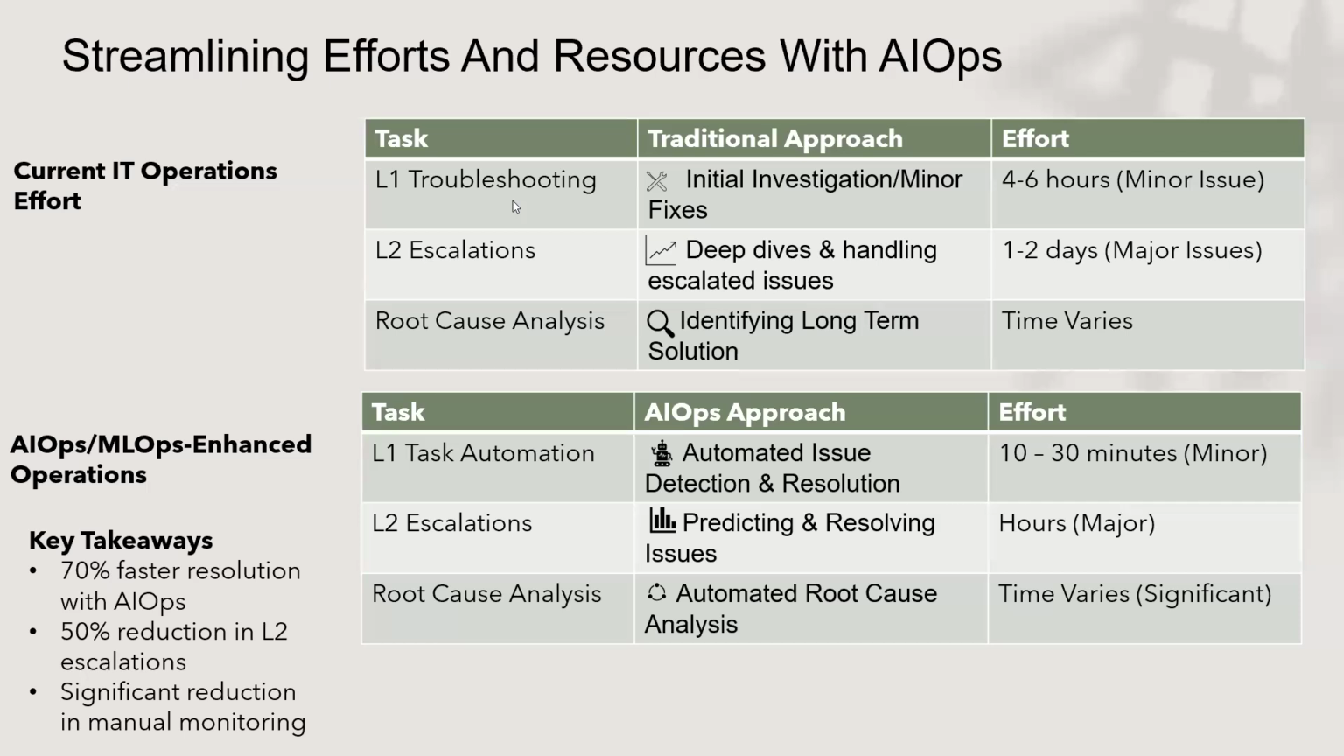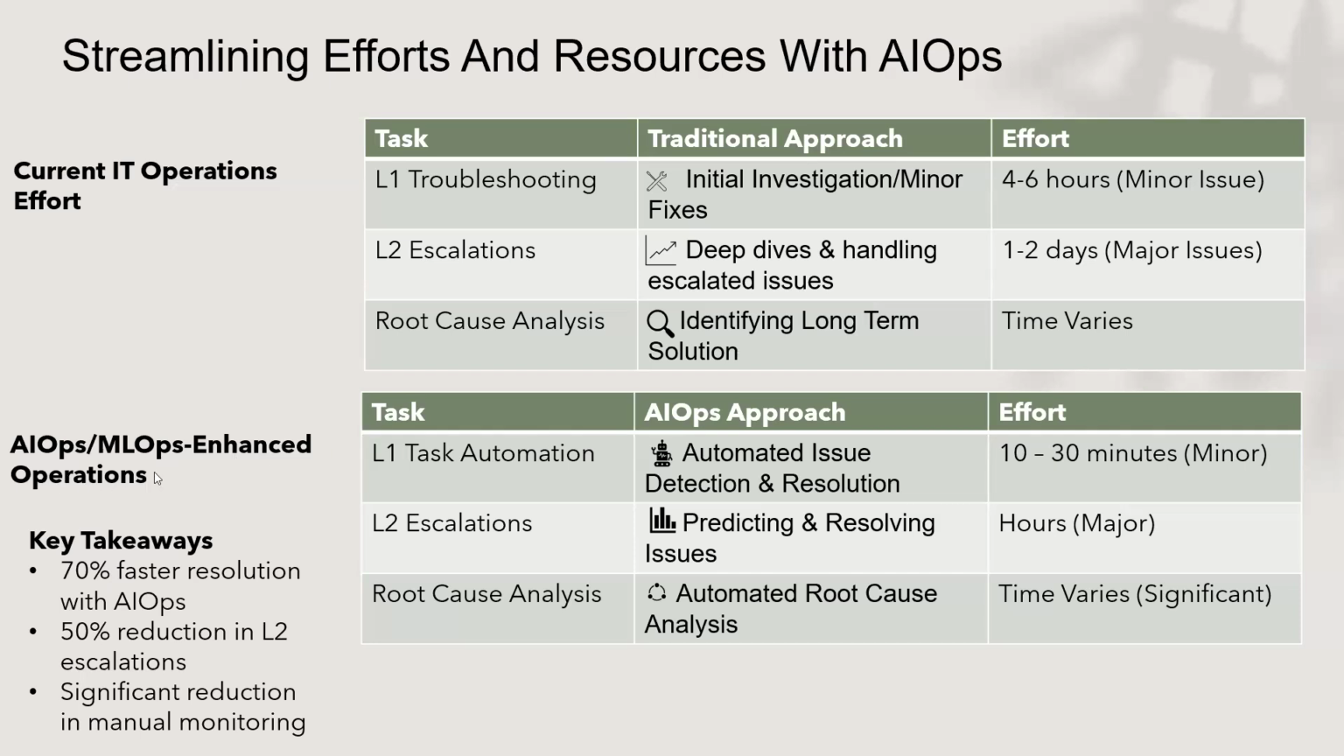L1 troubleshooting. The traditional approach is initial investigation or minor fixes, and the effort involved here is 4 to 6 hours. And for L2 escalations, which is a major issue, there's going to be deep dives and handling escalated issues. And this is going to take anywhere around 1 to 2 days. And then the root cause analysis, which is, like I said, a SEV1 issue, identifying long-term solutions. Time varies. It's definitely more than just a couple of days. So the time varies and more resources are involved, and most of the times the product group is involved.